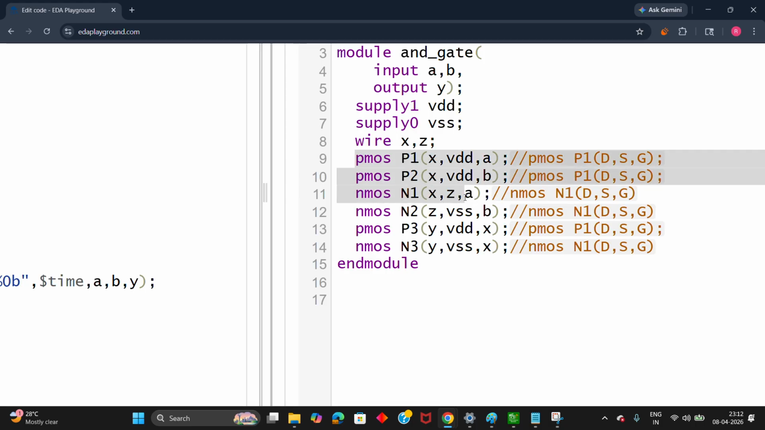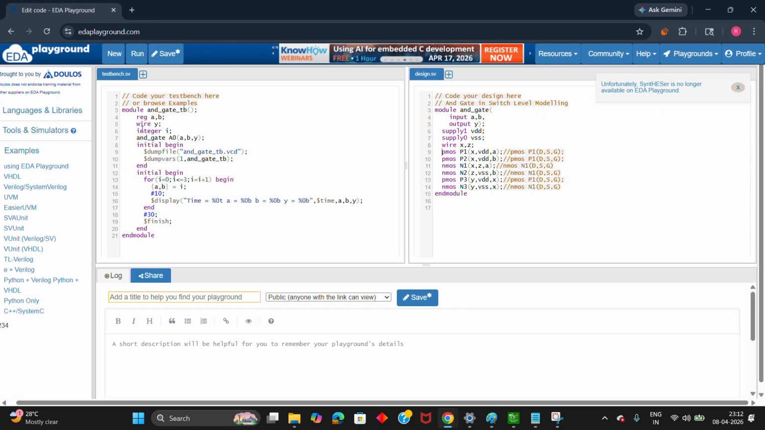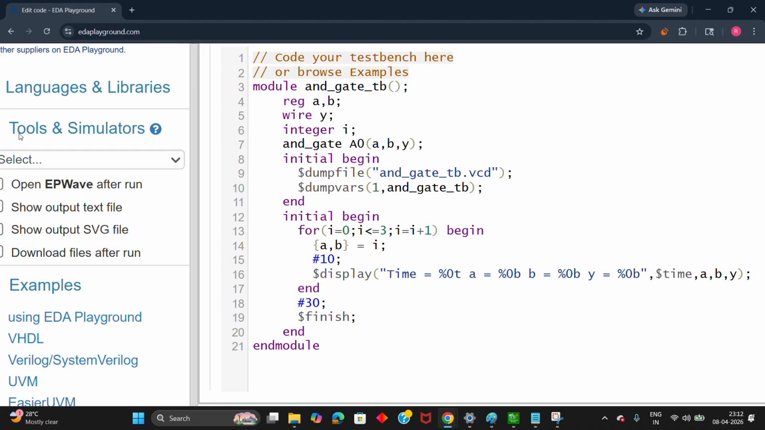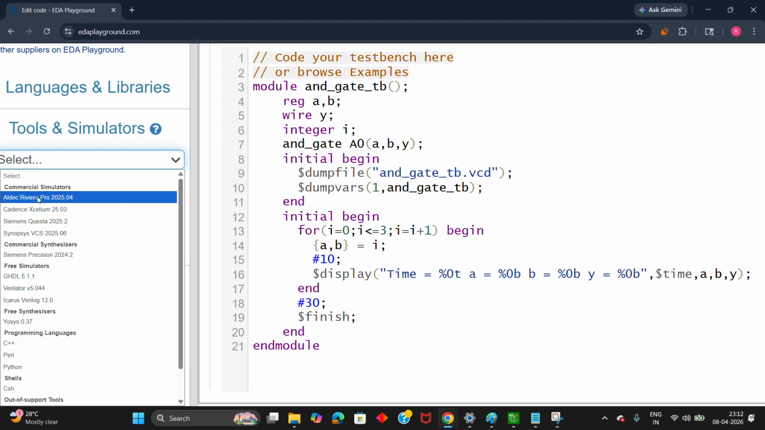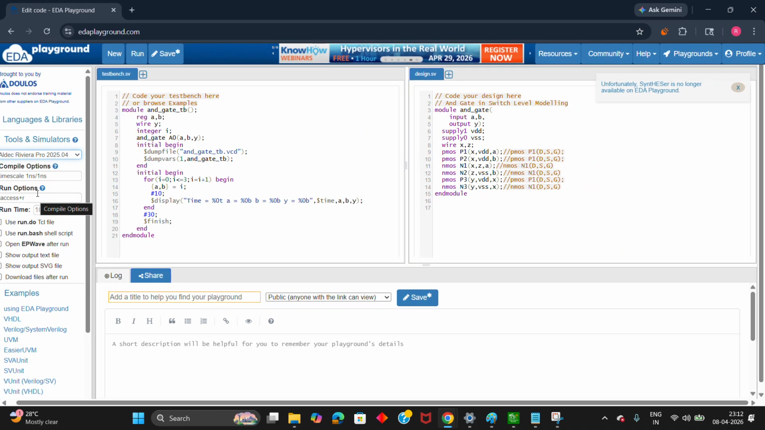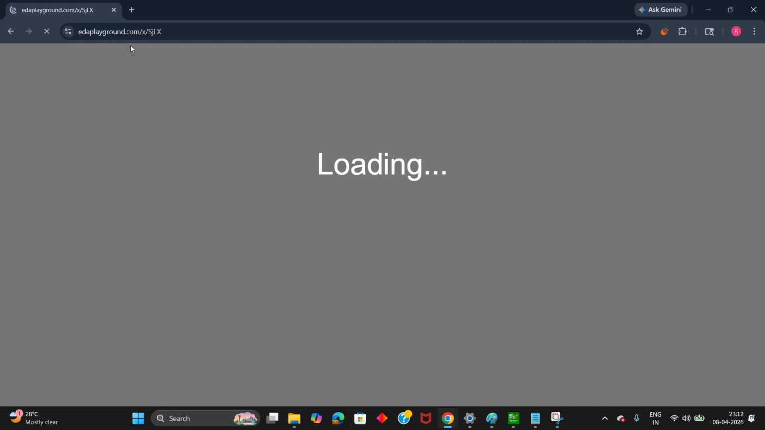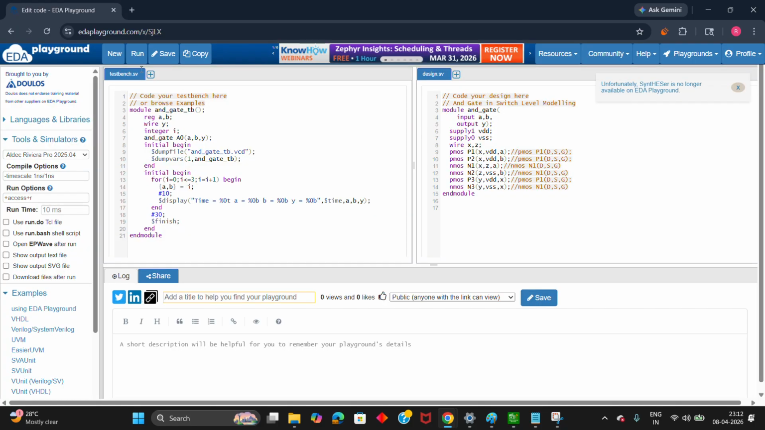You can see a total of 6 transistors are there. 3 are PMOS transistors and 3 are NMOS transistors. 3 PMOS transistors will be in the pull-up network and 3 NMOS transistors will be in the pull-down network. Now you need to run this code and observe the output, whether you are going to get the correct output or not. So for that you need to go to the tool, select the first tool, then save it and then run the code.